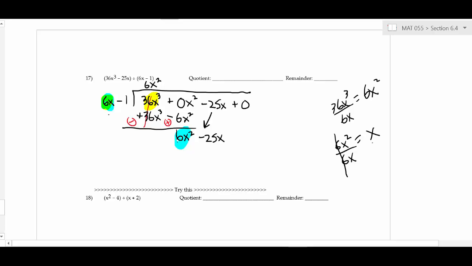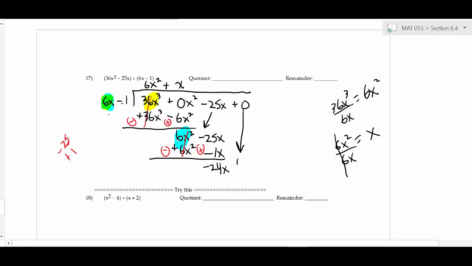One of the x's crosses out, so you're going to record a plus x like that. Now multiply. X times 6x is positive 6x squared. X times negative 1 is negative 1x, or just negative x. Now we're ready to subtract. So we change the signs. That'll cancel out. We're doing negative 25 plus 1, so that's negative 24x.